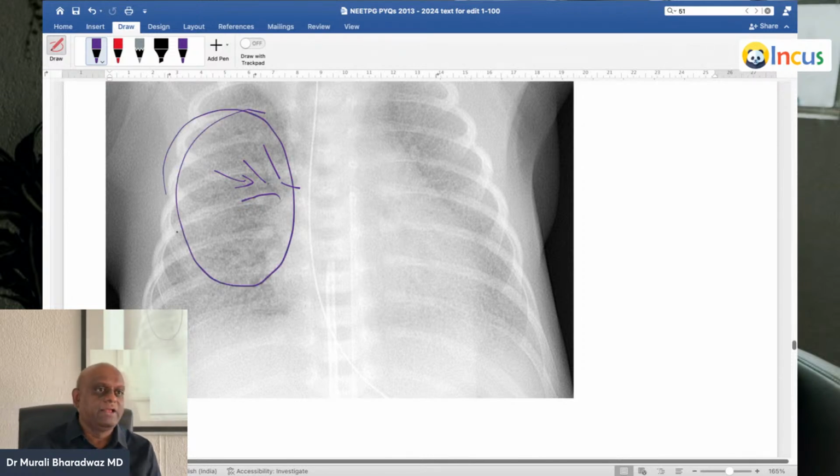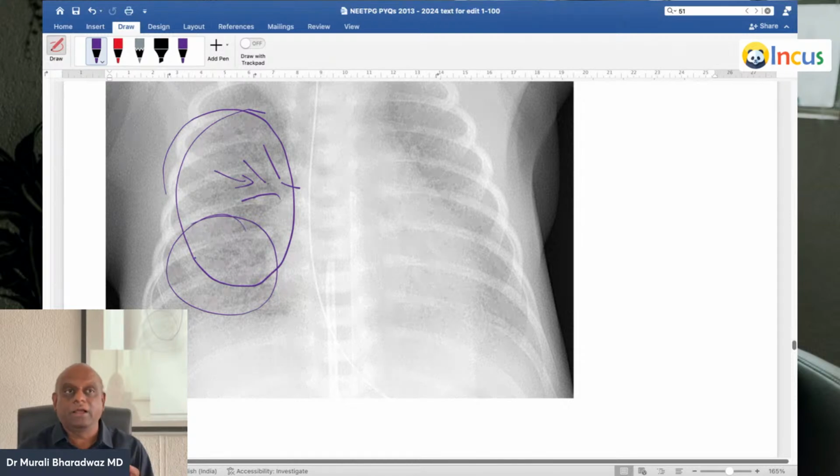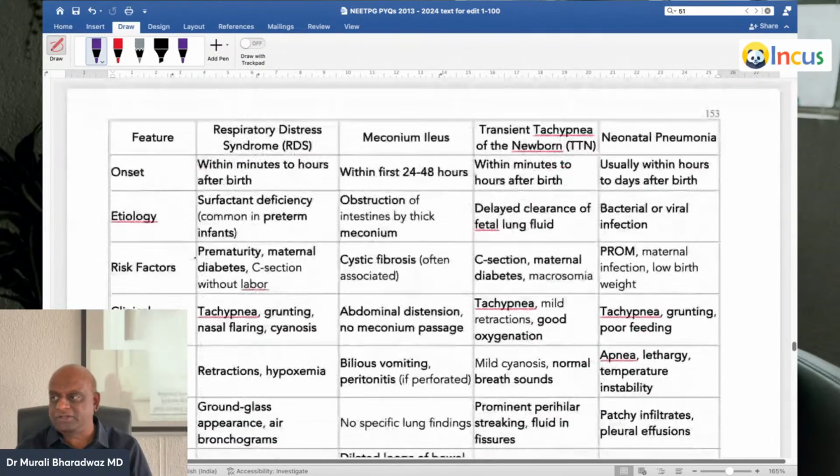Actually after another 4 or 5 students join, we will try to buy a new LCD projector. Until then we'll manage with this. So this is what ground glass opacities look like.